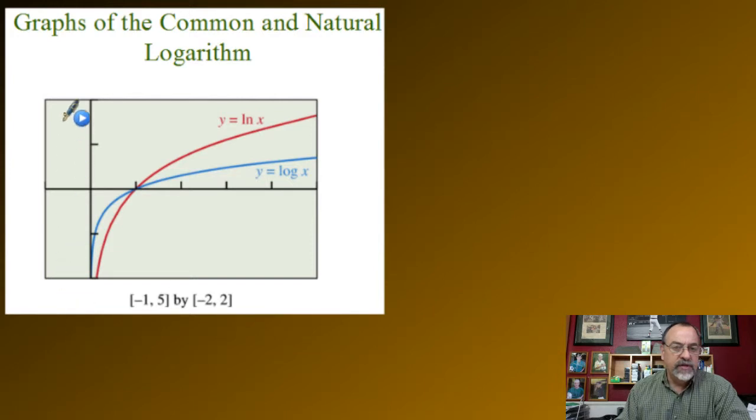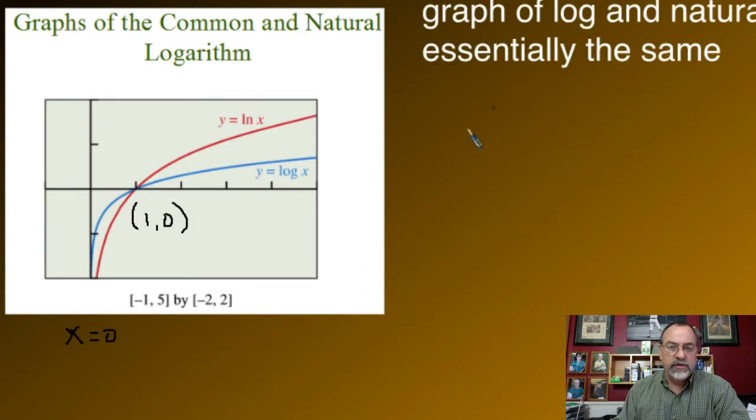A couple of other key things we need to know about the graphs. We have a vertical asymptote here at x equals 0. Again, that's the inverse of the horizontal asymptote from the exponential. So your vertical asymptote here is x equals 0. And you'll notice both graphs go through this point, which is the point (1, 0). Again, if the exponent is 0, then you're going to get a value of 1 as your x. All right, so these would be what the graphs are going to look like.